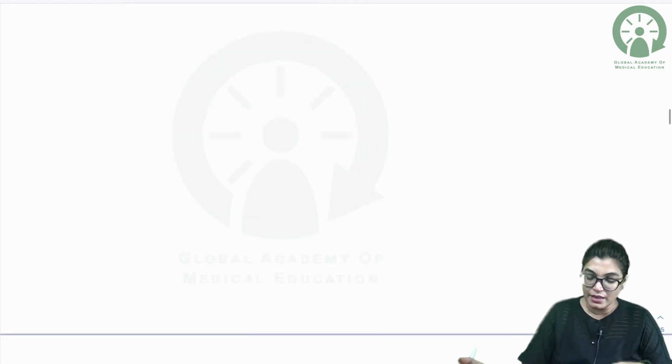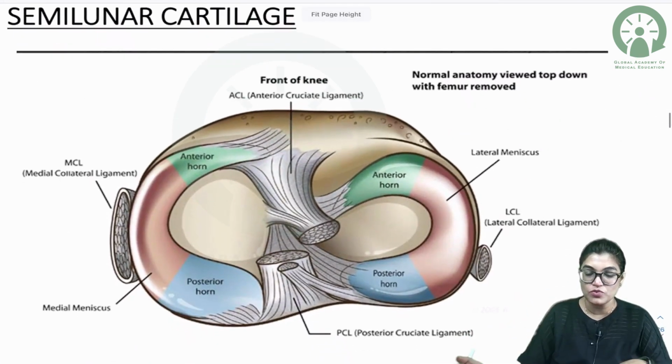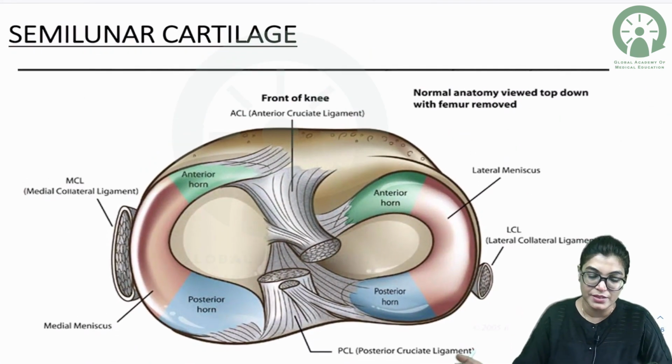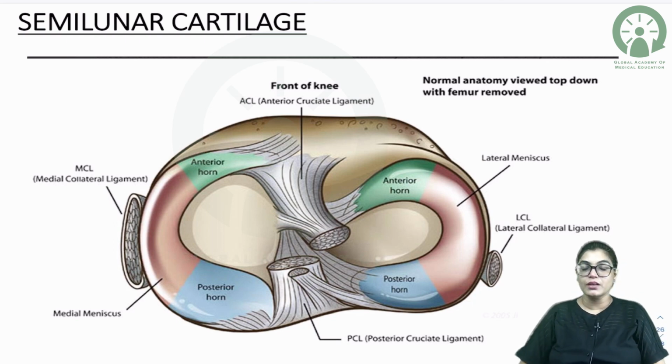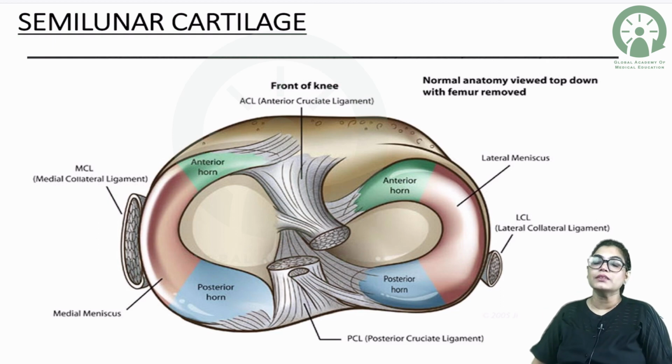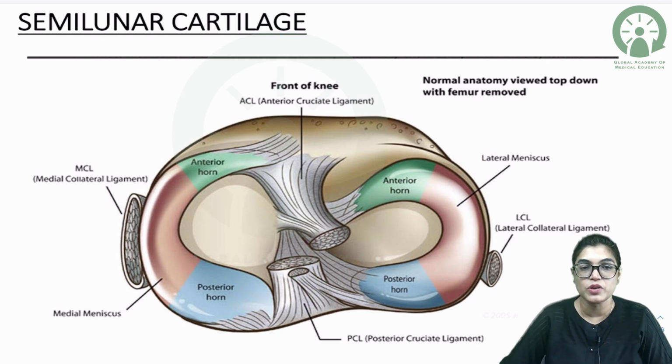Now, other than that, I want you to see this image where you can appreciate the semilunar cartilages. We have two semilunar cartilages. The medial and lateral meniscus are called semilunar cartilage, dividing the joint cavity into two compartments. One more thing I want you to tell: which structures in the knee joint are intracapsular? The answer is the cruciate ligaments, the menisci, and also the popliteus tendon. So, these are important things which you should know.